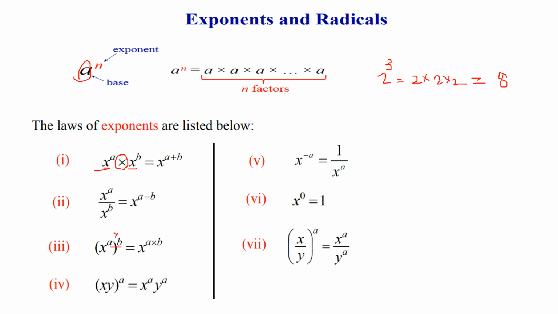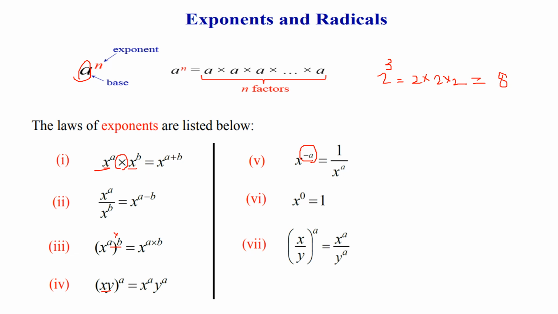Then xy, the whole power a. For this case, we have two different bases with the same power. So the power will be applied to both bases, x power a and y power a. And x power negative a will become 1 over x power positive a. Because whenever you have a negative number on the power, we cannot get the value directly, so we have to take the reciprocal of the function.